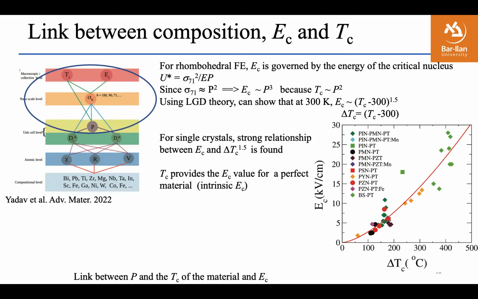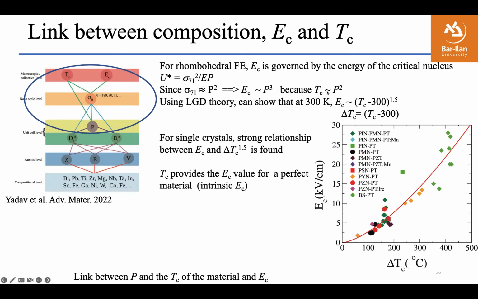This is sort of standard theory that you have the U star, that's the critical nucleus for activation of the domain wall, and it's proportional, say for a rhombohedral ferroelectric, to the sigma 71 squared divided by the applied electric field times polarization. And since sigma 71 is roughly proportional to P squared, we can get that the coercive field is roughly proportional to P to the third.